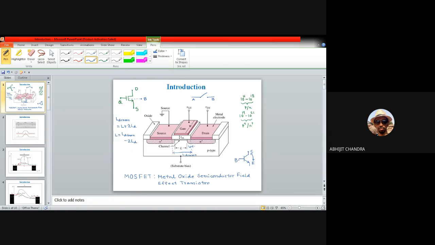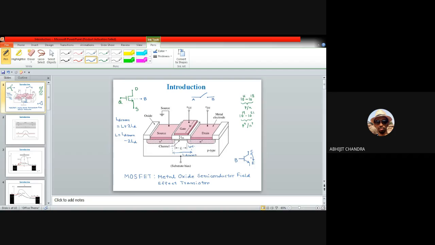And if the base potential is very large, so that it can drive the device into the saturation region, then the potential difference between collector and emitter will be very small, like say 0.1 or 0.2 volt. We can say that the collector and emitter are connected together. That means these two points are connected together.